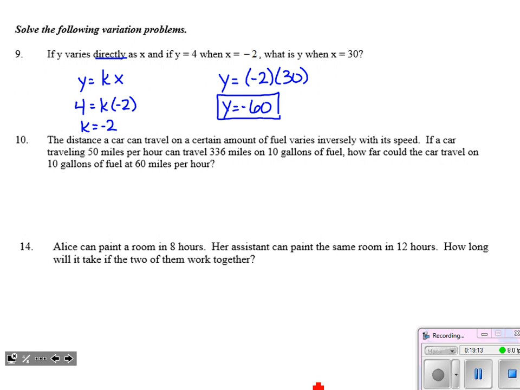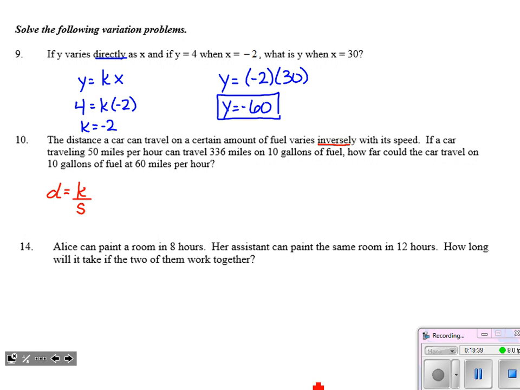Number 10, the distance a car can travel on a certain amount of fuel varies inversely with its speed. So the distance is the output, that's like our y value, that equals the constant of variation over the speed. Remember, an inverse variation is where we see a fraction. Instead of k times our input, now it's that constant divided by our input.